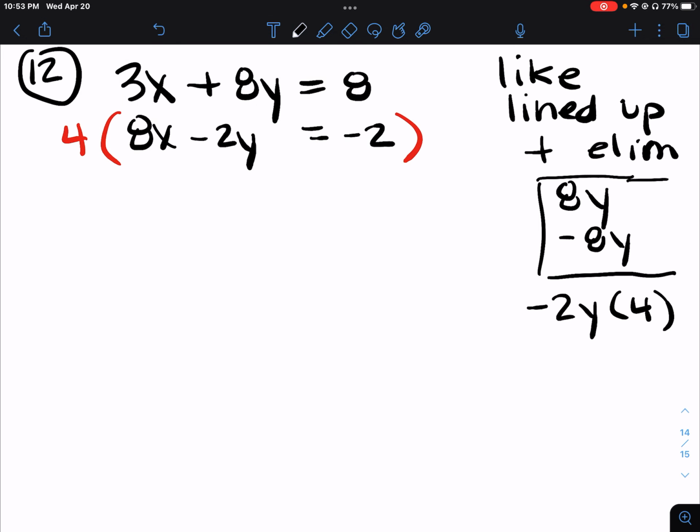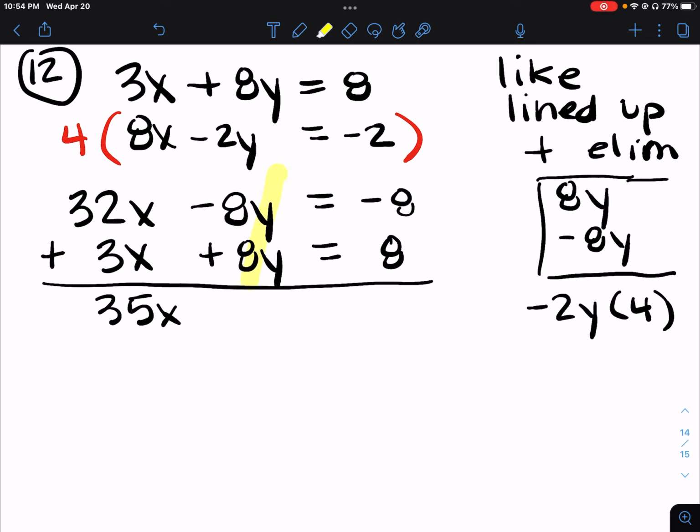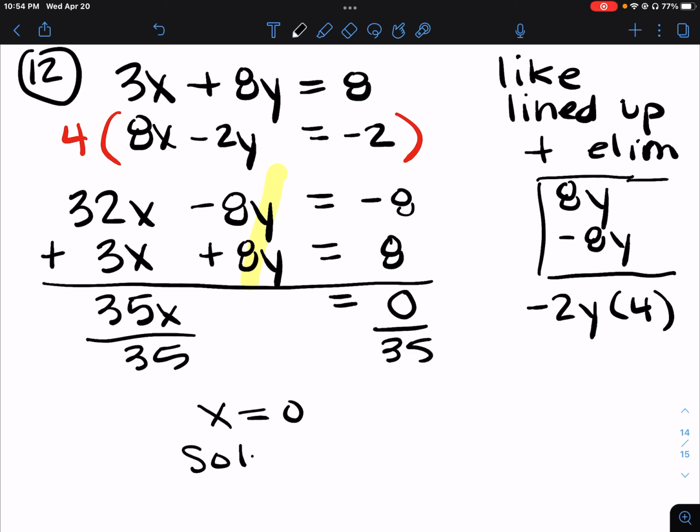That's going to give me 32x minus 8y equals -8. I'm going to add it to the original. I get 35x, cancel. Now we can think of that as cancel, but we need a number there, and that's 0. Now the question said solve for x, so we're done.